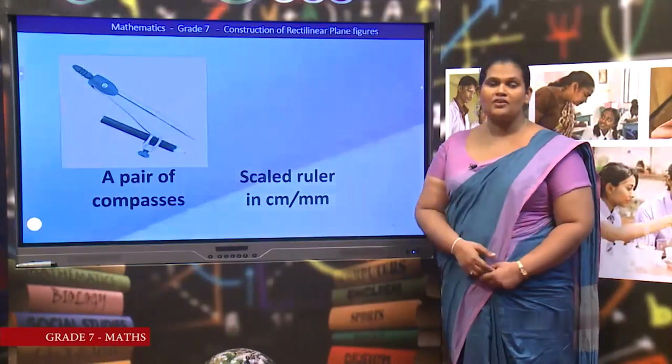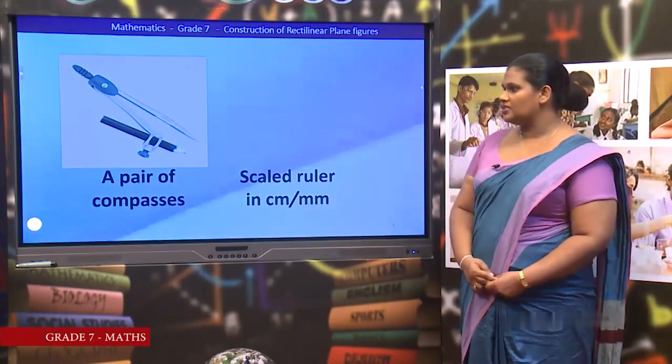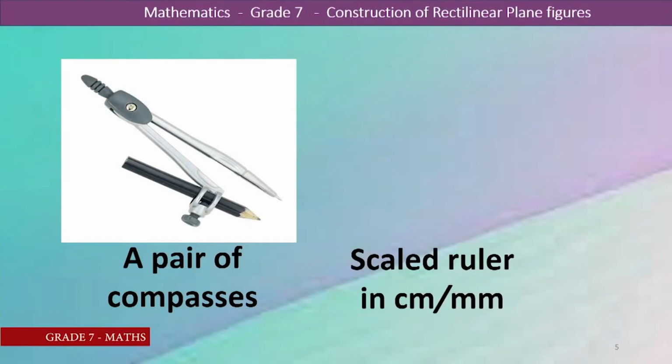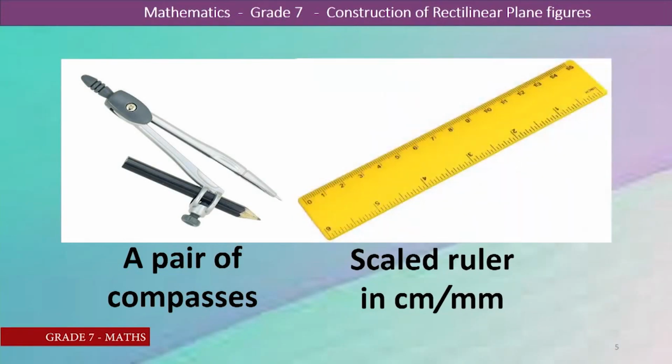See whether you have seen these two instruments. First one is a pair of compasses. That is there in your mathematics instruments box. Then a scaled ruler. Scaled ruler is the ruler that you are using. The scale or the measurements should be marked there on the ruler. So, here we are using a scaled ruler of centimeters and millimeters.